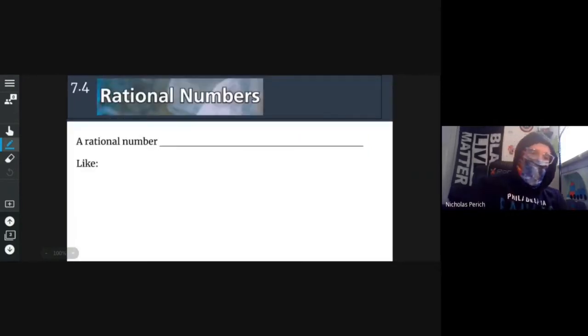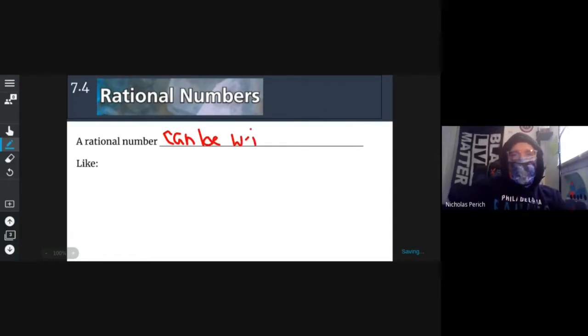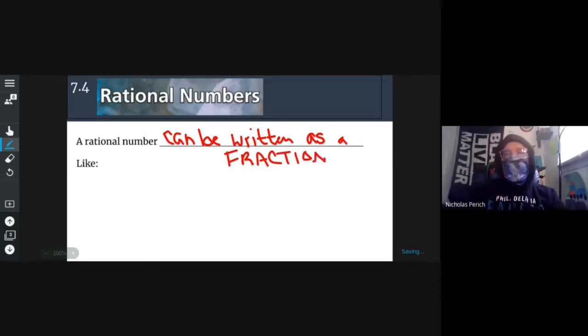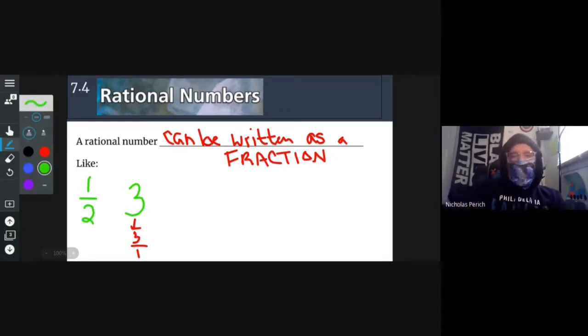Before we talk about repeating decimals, let's talk about rational numbers. A rational number is any number that can be written as a fraction. Example, 1/2 is a fraction. 3 is a fraction. And you're like, nuh-uh. Yes, it is, because if I wanted to, I can turn 3 into 3/1. Gotcha. What else is a fraction?